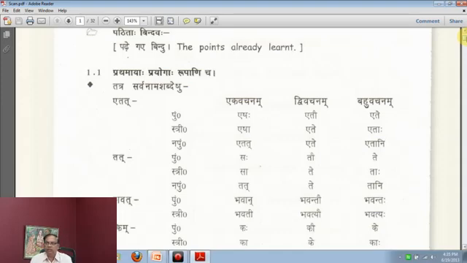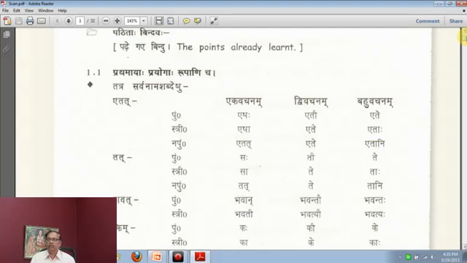Etat, kim, etc. So that is why, in the recalling session, we are going through all this. In Etat we have three lingas here that we should not forget. Pullinga is different, Strilinga is different, Napumsakalinga is different. In Pullinga, Prathama Vibhakti: Eshaha, Etau, Ete. Strilinga, Prathama Vibhakti: Esha, Ete, Etaha. Napumsakalinga, Prathama Vibhakti: Etat, Ete, Etani.